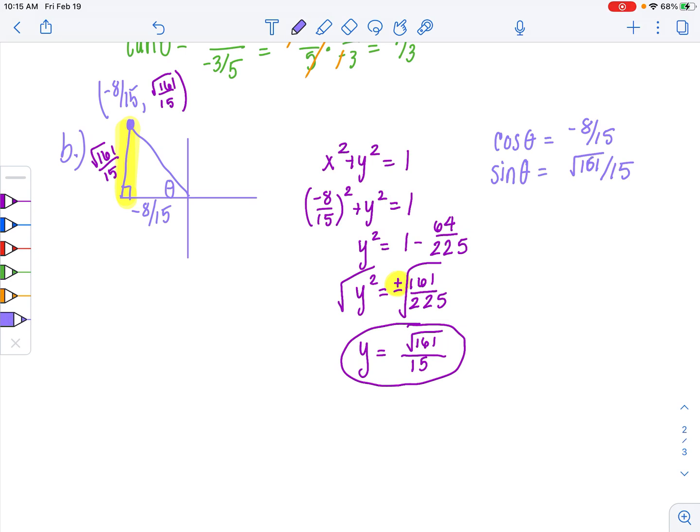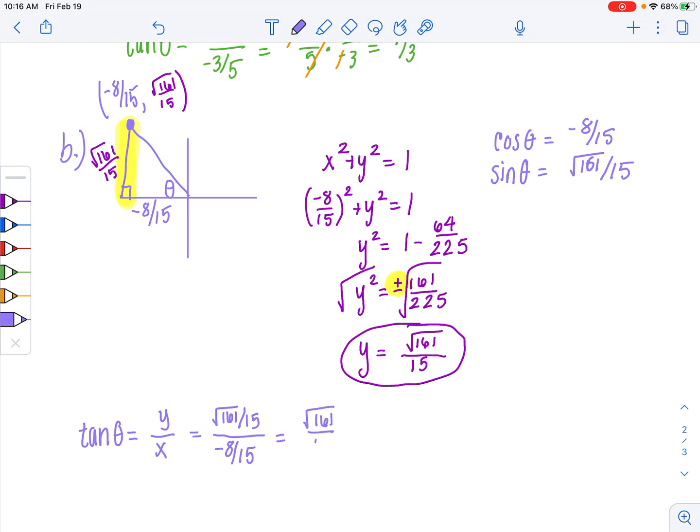There we go. Hopefully we're getting this pattern. Let's find the tangent, and the rest are the reciprocals. So tangent is my sine over cosine, my y over my x. So sine is square root of 161 over 15, hello, divided by my cosine, negative 8 over 15.